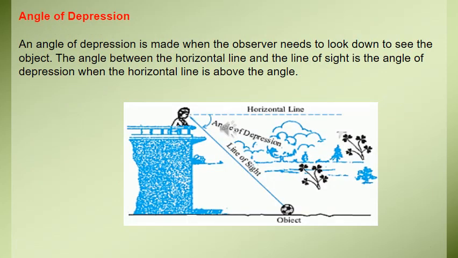And students, our second topic in height and distance is the angle of depression. An angle of depression is made when the observer needs to look down at the object. The angle between the horizontal line and the line of sight is the angle of depression, when the horizontal line is above the line of sight.